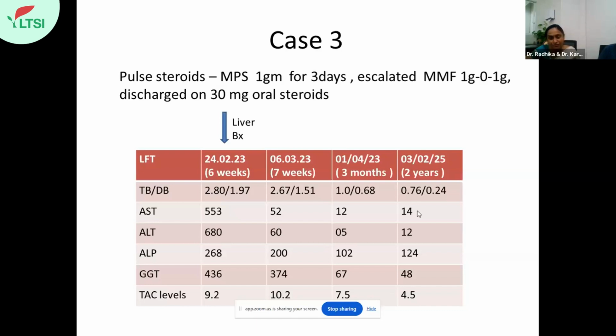And this is the latest follow-up, 2 years post-transplant. 3 months back, he visited us, and he has a bilirubin of 0.76, AST and gamma GT of 14 and 48, with a tacrolimus level of 4.5. And steroids have been tapered and stopped. He's on double immunosuppression, tacrolimus, and MMF 250 twice a day.